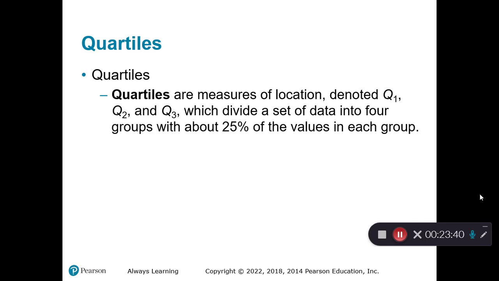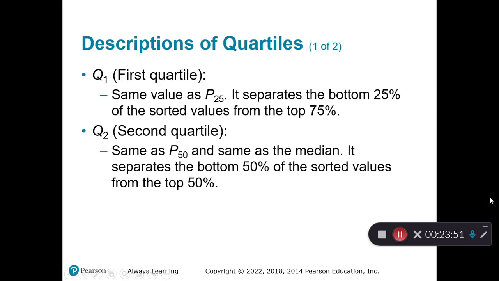But again, what quartiles do is they divide our data list into approximately 4 equal parts, each one containing about 25% of the values in the group. So the first quartile contains 25% of the values. It is synonymous then with the 25th percentile. Why? Because the 25th percentile is larger than 25% of the values in the list. The other 75% of the values would be higher.